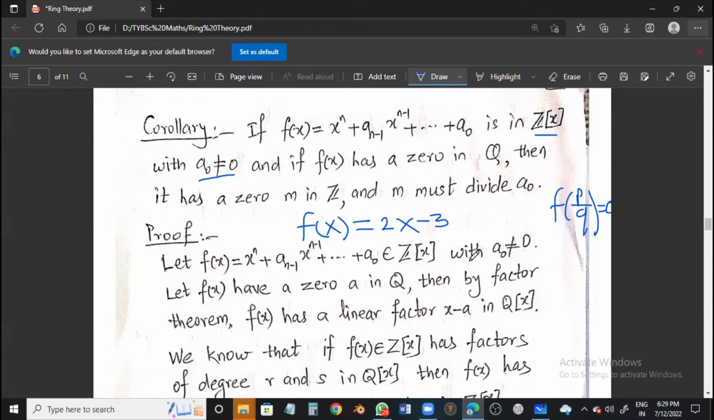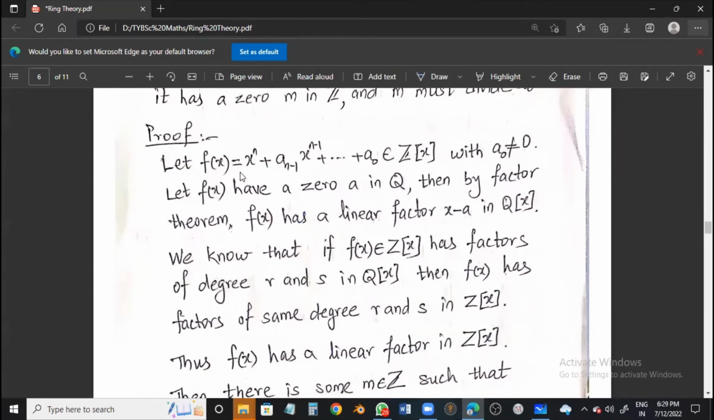If I put x equal to 3 by 2, what will happen? Zero. Yes, the answer will be f of 3 by 2 is 0. I suppose you are getting me. So that is what we say. And then what will happen? Then it has a 0 m in z. So it will mean that m must divide a naught. So we are going to prove it.